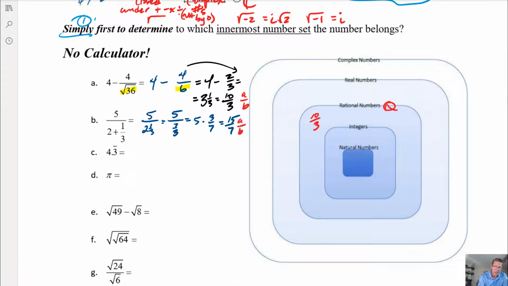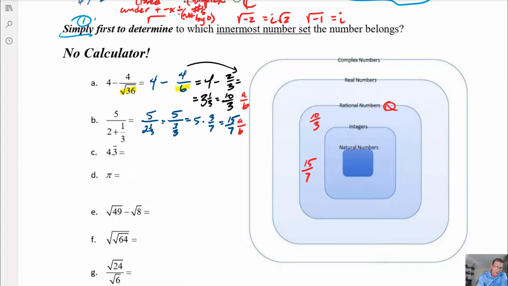It's a divided by b. So your 15/7 lives in here. It's inside the rational set. It's not an integer. It's not a natural number, because these are just whole numbers or negative whole numbers. So you can't put it within the natural number set, nor can you put it in the integer set. It's not an integer, but it is rational, so you put it in between there. That's what I mean by the innermost set of numbers.